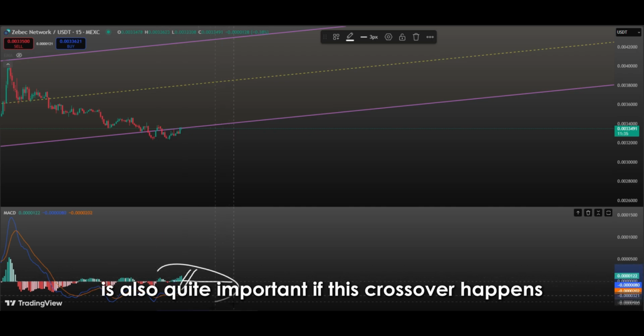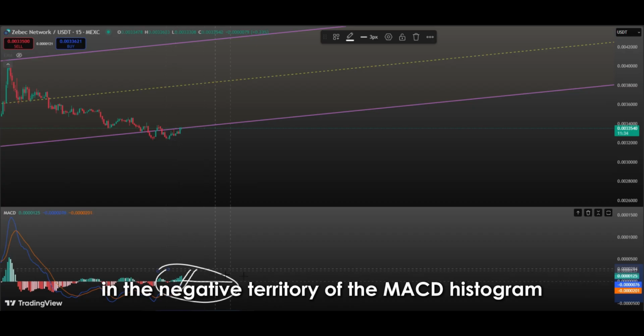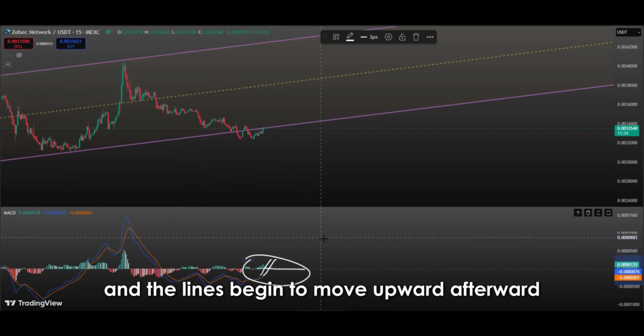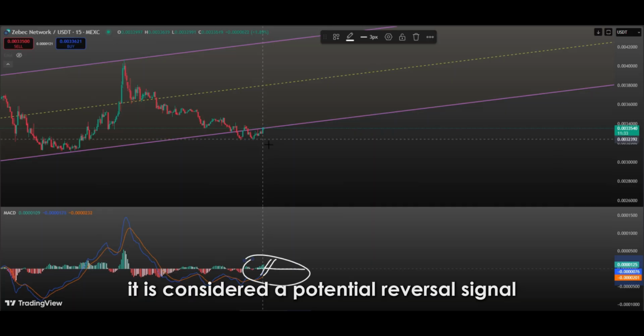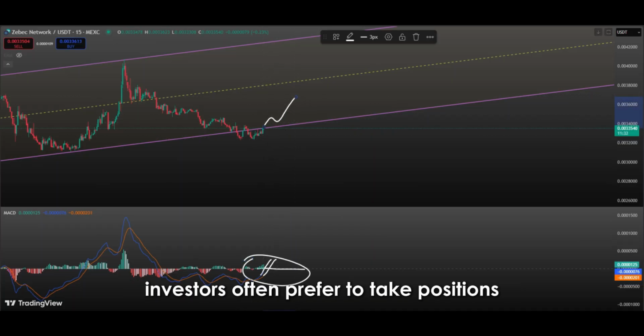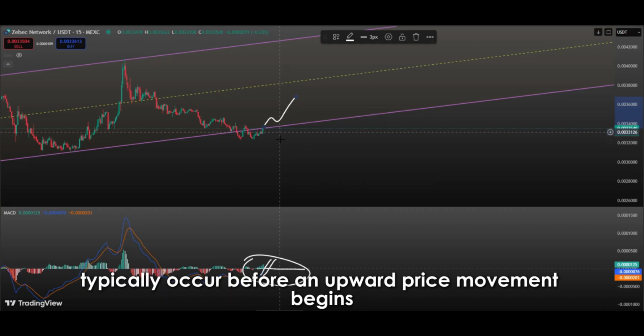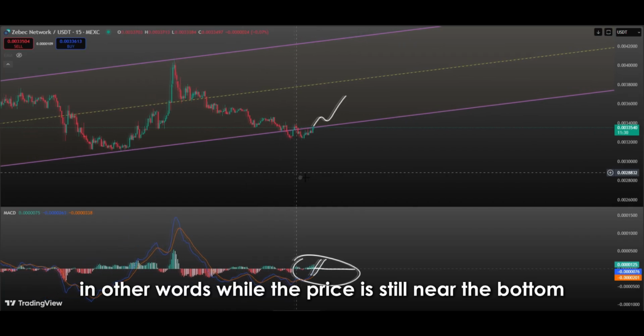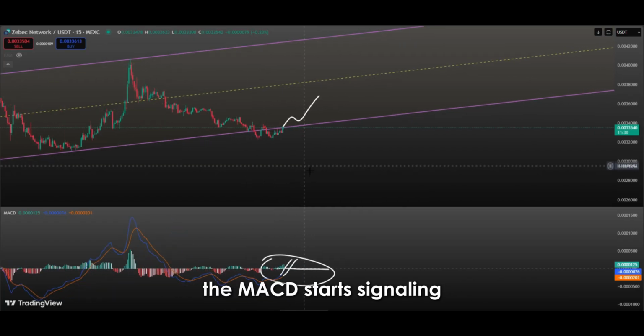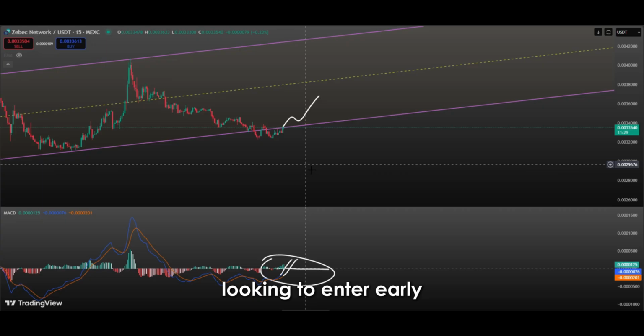If this crossover happens in the negative territory of the MACD histogram, that is below the zero line, and the lines begin to move upward afterward, it is considered a potential reversal signal. In such scenarios, investors often prefer to take positions because these kinds of crossovers typically occur before an upward price movement begins. In other words, while the price is still near the bottom, the MACD starts signaling, which is highly valuable for investors looking to enter early.